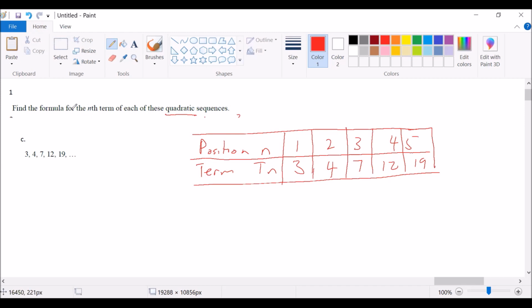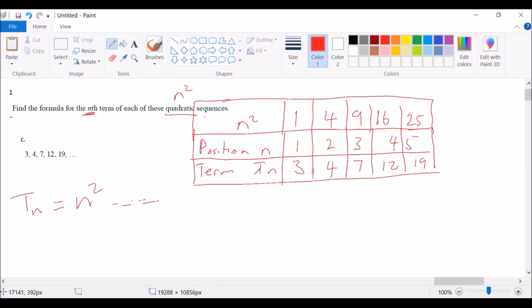We are looking for the nth term formula for each quadratic. Quadratic means squared, so we have n squared. In the formula, we should have n squared because it's quadratic. For every position n, we have to square it. 1 squared is 1. 2 squared is 4. 3 squared is 9. 4 squared is 16. 5 squared is 25. So we have this table with the positions squared.